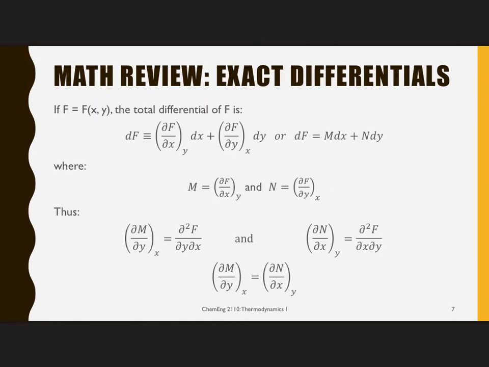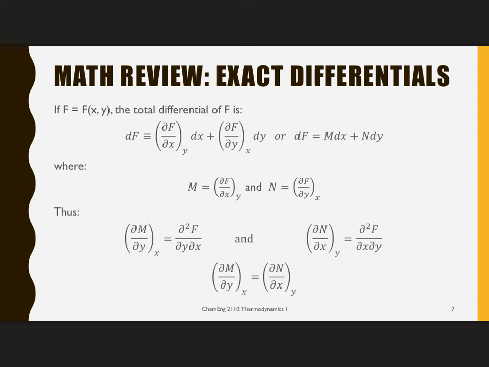Now, another little math review is on exact differentials. So if we have the total differential for a function of x and y, then df is the derivative of f with respect to x, holding y constant, dx, plus the derivative of f with respect to y, holding x constant, dy. Or a lot of times we would say df equals M dx plus N dy, where M was the derivative of f with respect to x, and N was the derivative of f with respect to y.